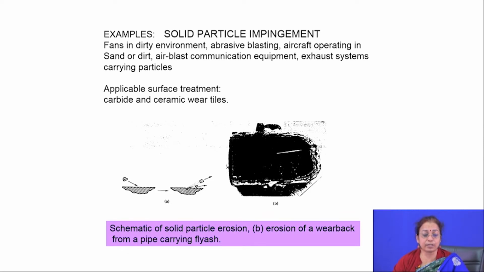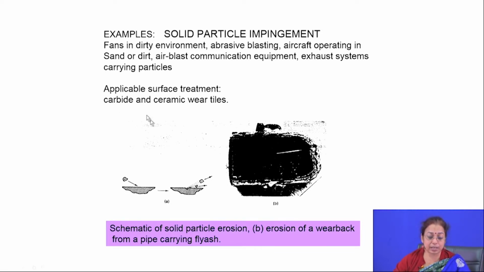Solid particle impingement is a phenomenon which occurs when small solid particles are dispersed in gaseous species. They interact with the component and cause wear to occur. It is called solid particle impingement because the environment is mostly gaseous and the impingement of solid particles occurs on the surface. Examples are fans in dirty environments, abrasive blasting, aircraft operating in sand or dirt, air blast communication equipment, and exhaust systems carrying particles.